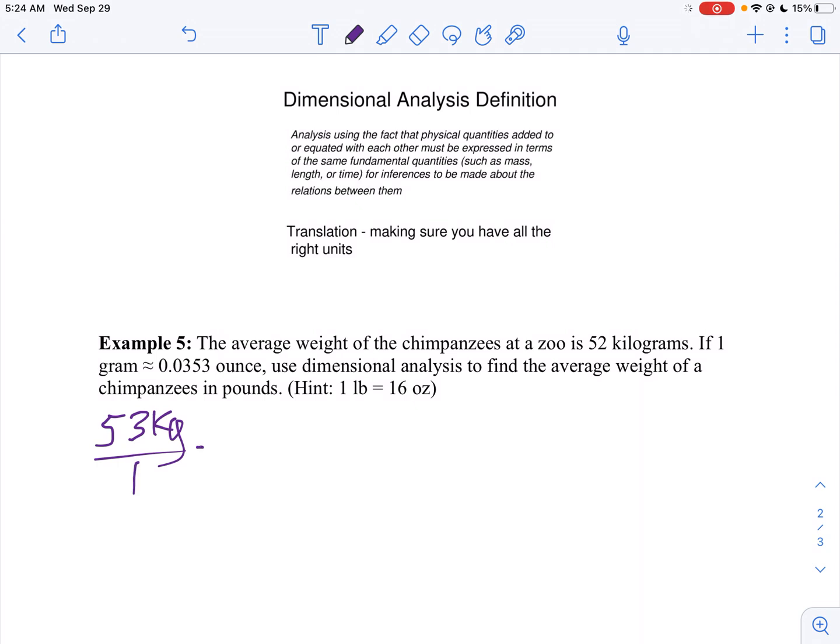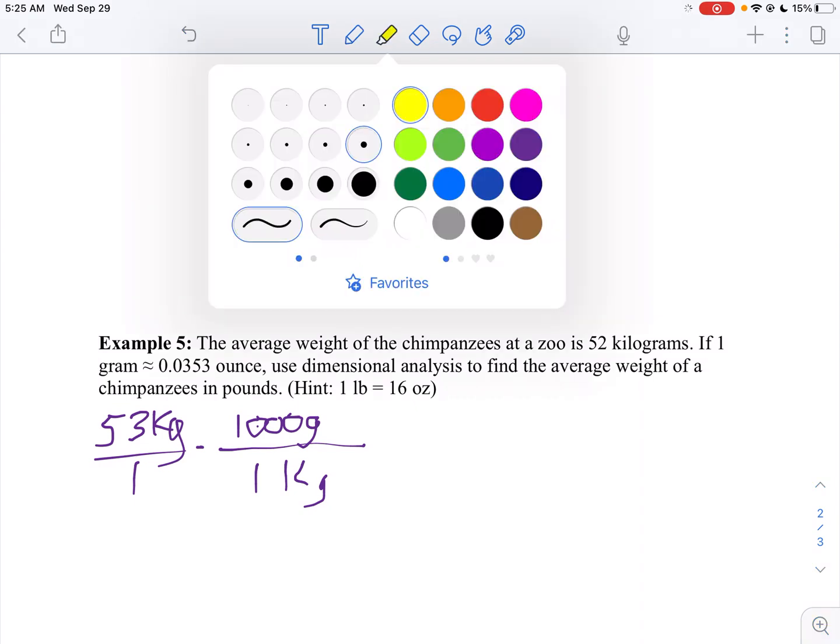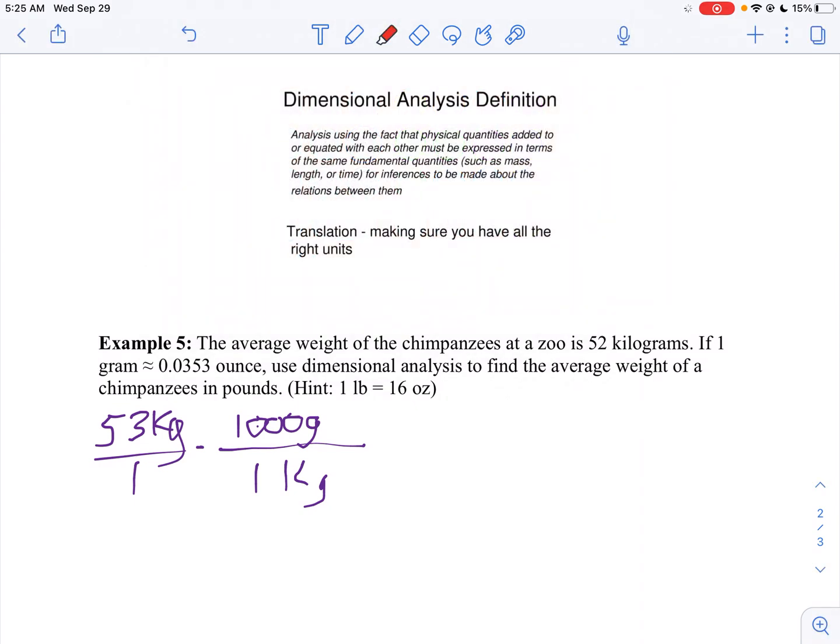Now, in order to change kilograms to pounds, first I have to change kilograms to grams so I can convert it. This is the one you're supposed to know. We should know at this point there are 1,000 grams in 1 kilogram. So I make sure my kilogram reduces, so I put 1 kilogram in the denominator and 1,000 grams in the numerator. Sometimes I call this the boom boom method: the kilograms go boom boom, they reduce each other out. So now my answer is going to be in grams.